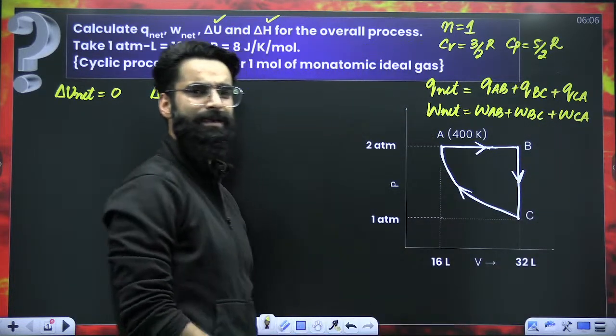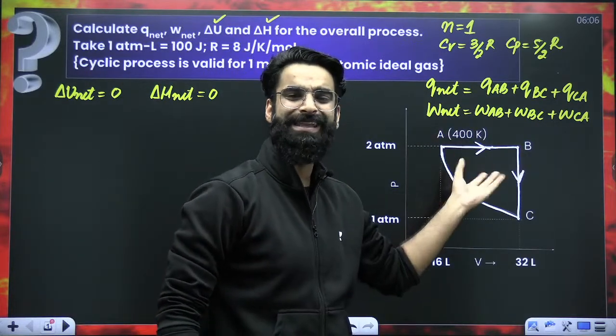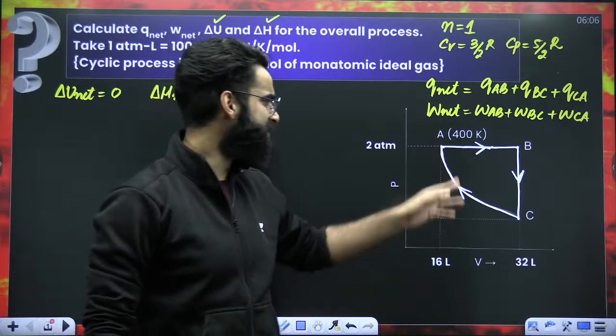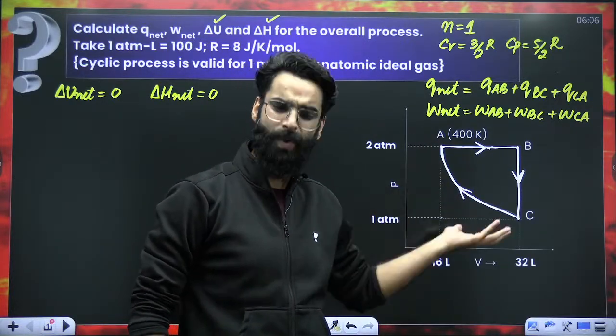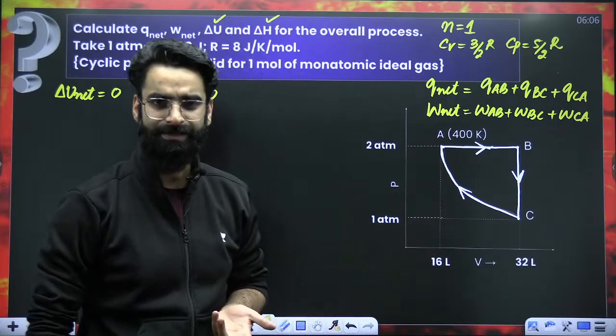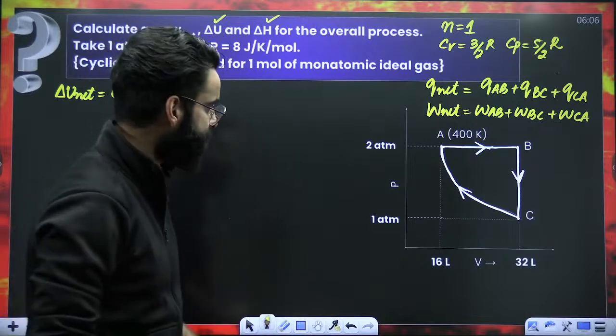Now you must be thinking, why do we have to calculate W net like this? Why can't we calculate the area enclosed by the loop? Yes, students, you cannot calculate the area enclosed by the loop because it's not a triangle, it's not a square whose area you can easily calculate, right? Perfect. Now try to understand a few more things.